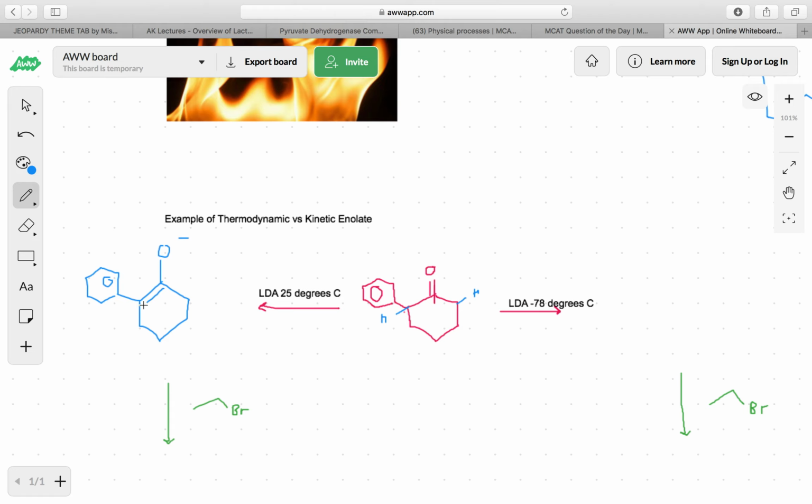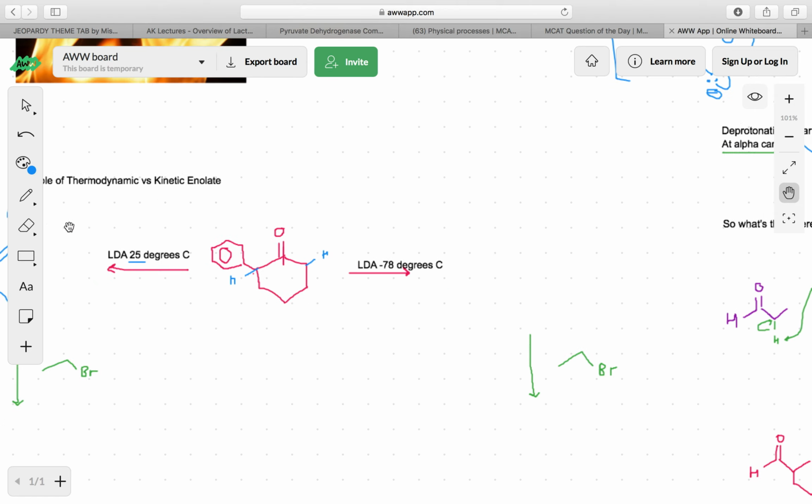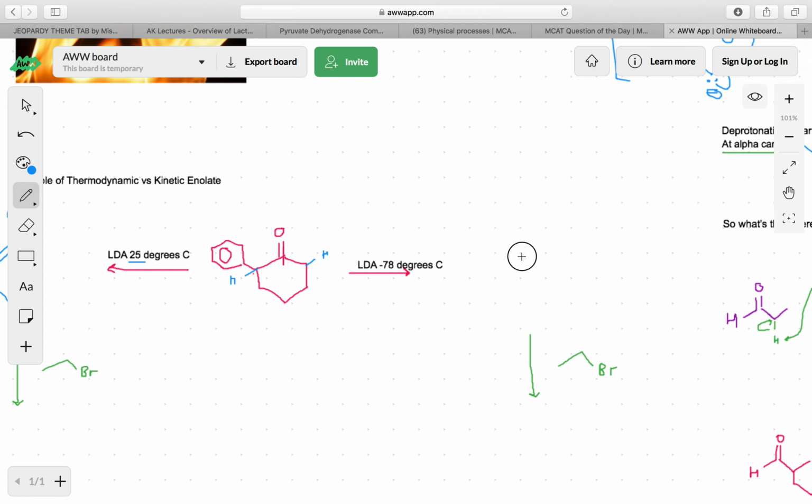So here we form the most substituted alkene because there's heat in the system. Over here there's no heat, so we're going to form the kinetic product by default. We know our kinetic product, even though it's not as stable, will form faster because it's less activation energy.